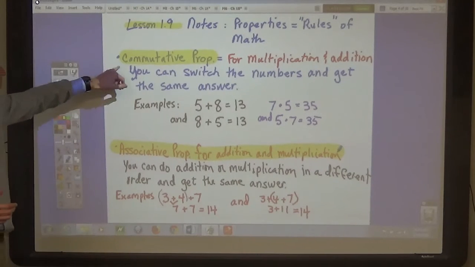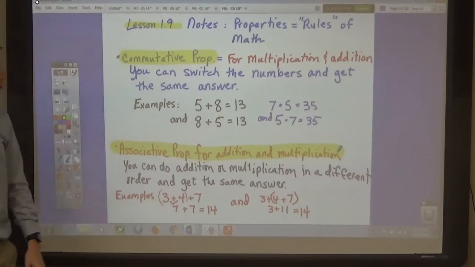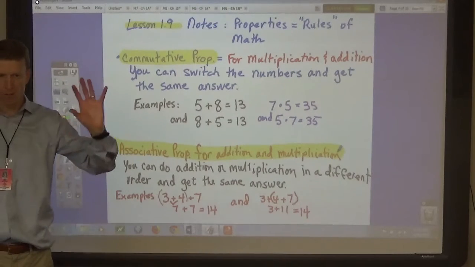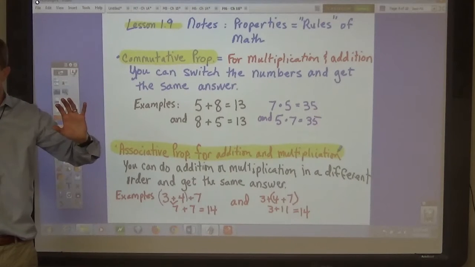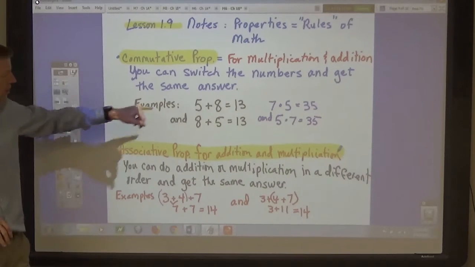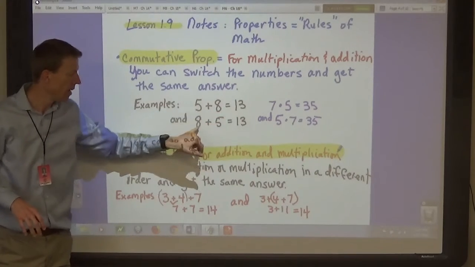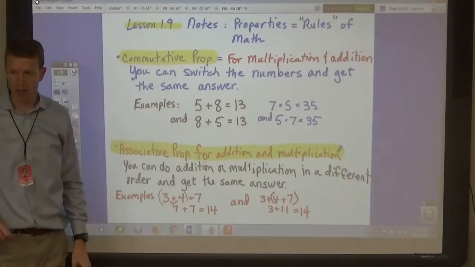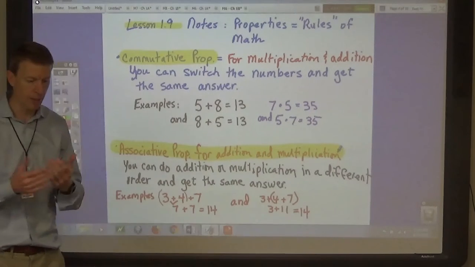So, one of the first rules that we'll talk about is the commutative property. And this rule works for multiplication and for addition. The commutative property says that if you have two numbers, you can reverse the order of those numbers and get the same answer. Just like 5 plus 8 is 13, and 8 plus 5 is 13. These numbers just switched around in a different order. They equal the same answer. So that means you can add them in different order.